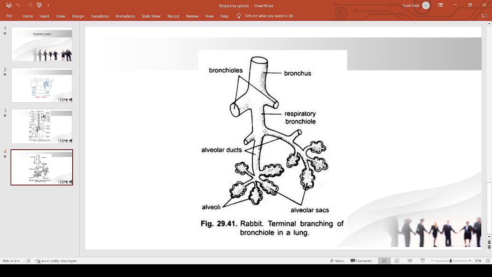Now, each bronchiole again branches out, and finally each bronchiole opens into a small sac, and this sac is known as the alveolus. Here you can see the alveolus, the sac-like structure. Basically the exchange of gases between our blood and the air takes place in this part of the lungs, the alveolus or alveolar sac. It is in the alveolus that the exchange of oxygen and carbon dioxide takes place.